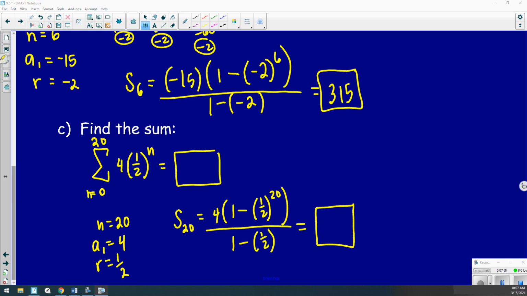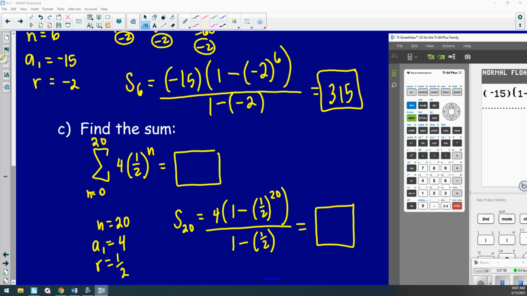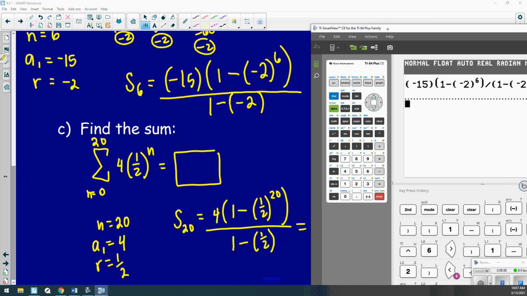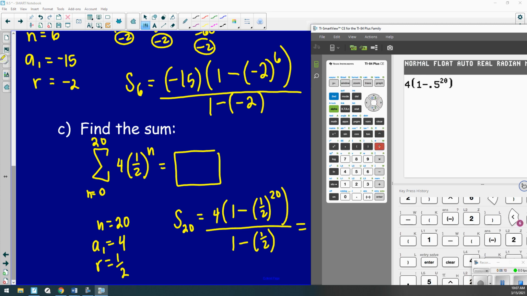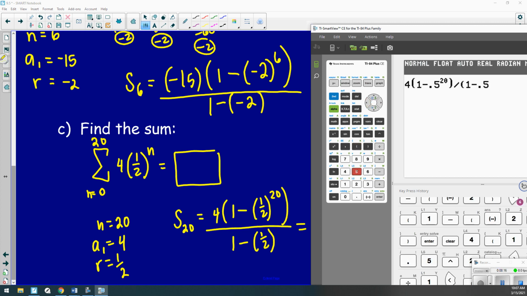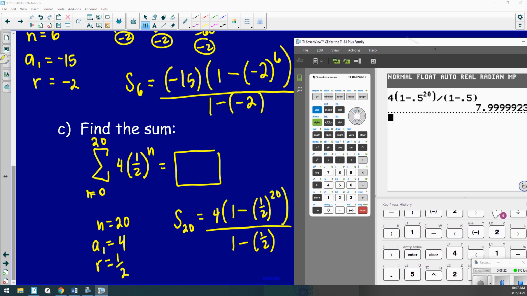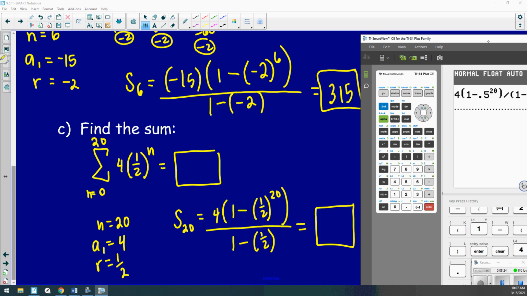Okay, what do you want to do first? Let's do the formula first. There's just a lot of typing there. So I've got 4 times the quantity, 1 minus 0.5 to the 20th. Divide by the quantity, 1 minus 0.5. Okay, did I type that in right? Looks good. And I get approximately, that's pretty close to 8. So I'm going to say, rounded 8.